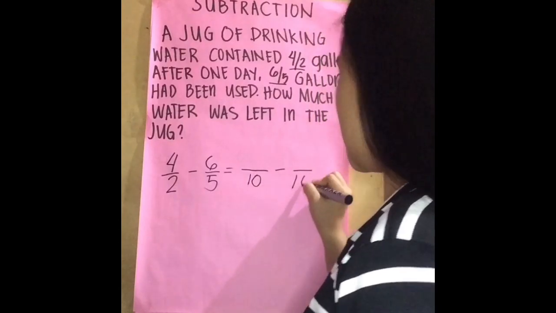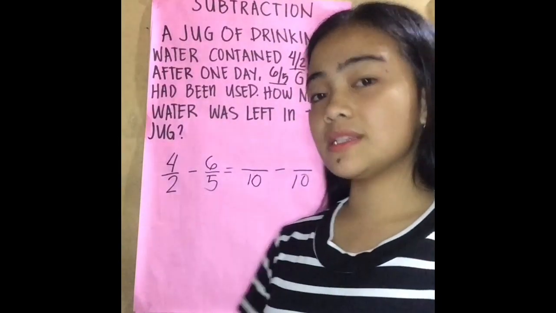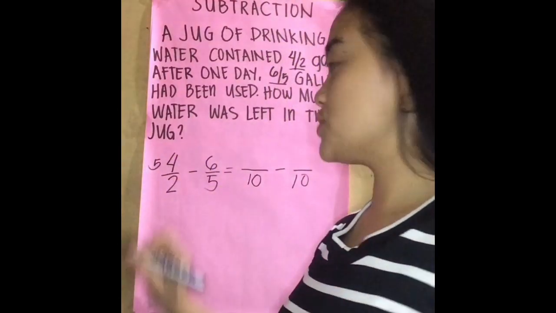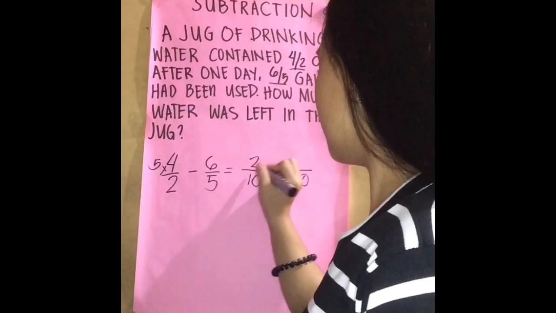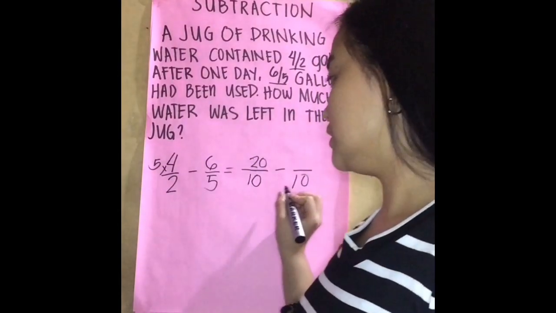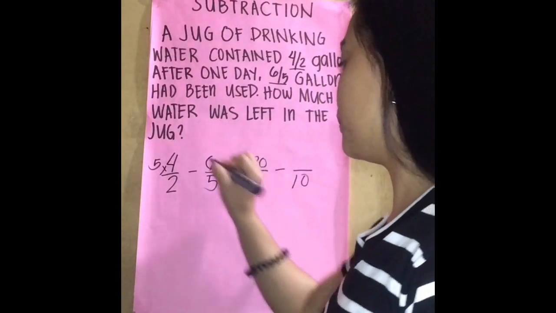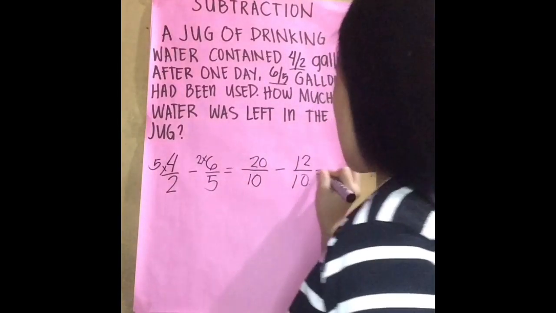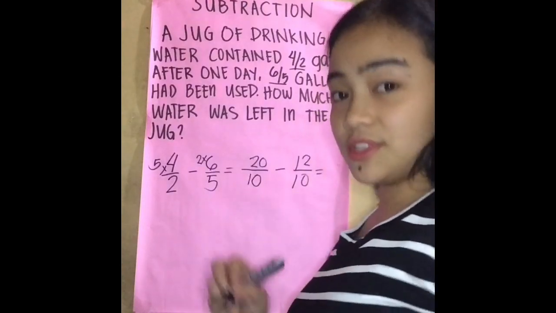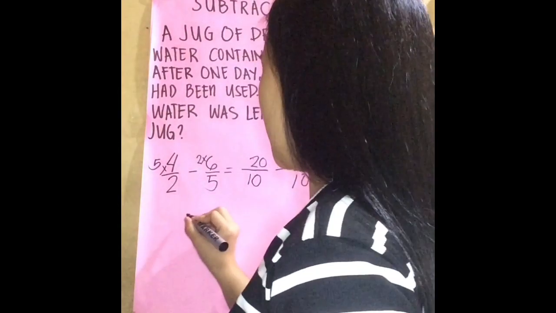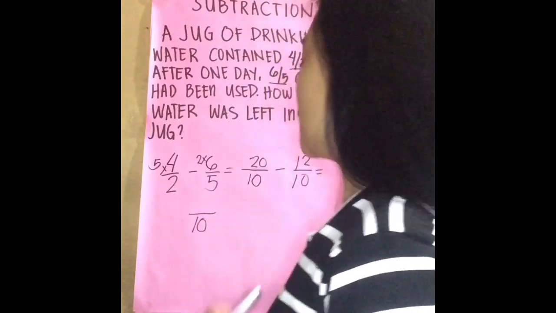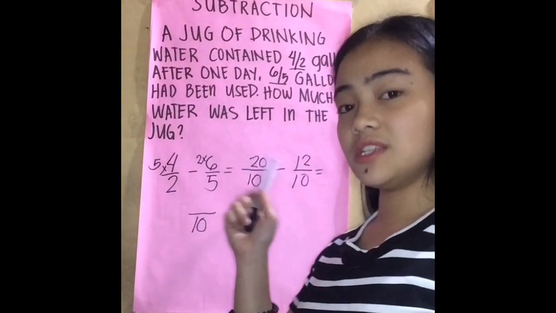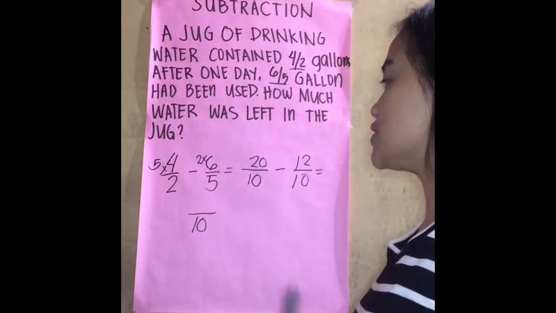So next, 10 divided by 2 is 5. So 5 times 4 is 20. So 10 divided by 5 is 2. So 2 times 6 is 12. So when you get this, just copy the denominator because the denominators are the same. Okay, so 20 minus 12, you need to subtract these two numerators. So 20 minus 12 is 8.